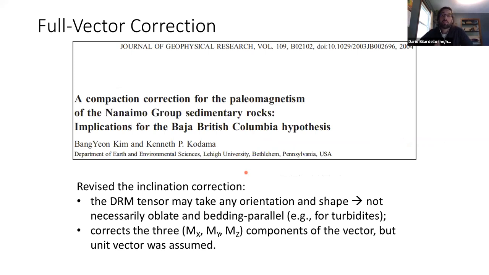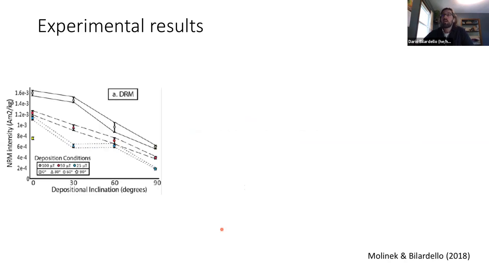So can we correct for this inclination shallowing? We can do this by borrowing from the technique of Kim and Kodama, 2004 again, who managed to correct the whole vector of the magnetization. They did it to correct for slight deflections in the azimuth of the vector, and they assumed a unit vector here. But we can also use the free components to recalculate the magnitudes of the corrected vectors. And so the results look something like this.